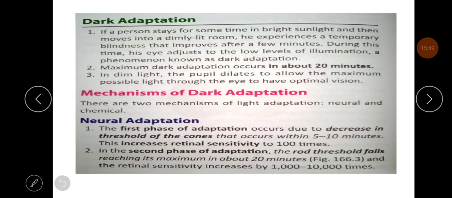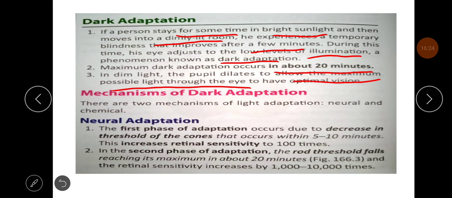Dark adaptation. If a person stays for a long time in bright sunlight, and then moves into a dimly lit room, he experiences a temporary blindness that improves after a few minutes. During this time, his eyes adjust to the low levels of illumination, a phenomenon that is known as dark adaptation. The maximum dark adaptation occurs in about 20 minutes. In dim light, the pupil dilates to allow the maximum possible light through the eye to have optimal vision.